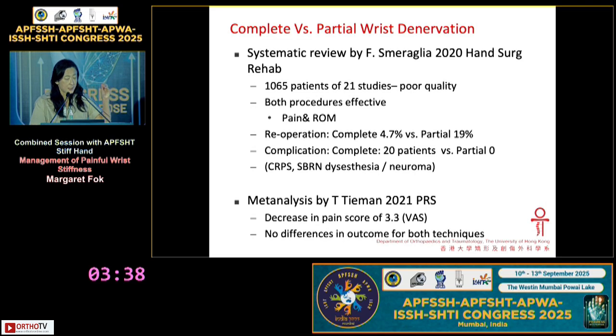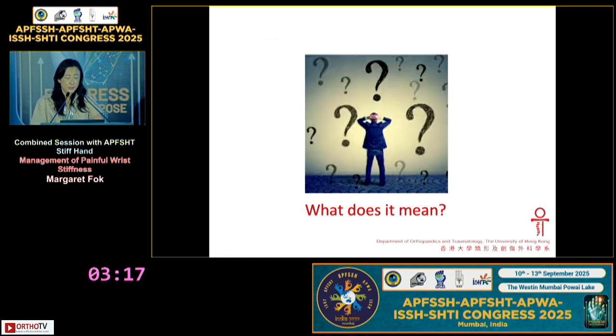And you can see the complications for the complete ones. The complete denervation seems to be a little bit more as compared with the partial denervation. For the meta-analysis in 2021 in PRS, it shows again that there is no difference between complete and partial wrist denervation. So it seems as though they are both effective, especially in the short term.